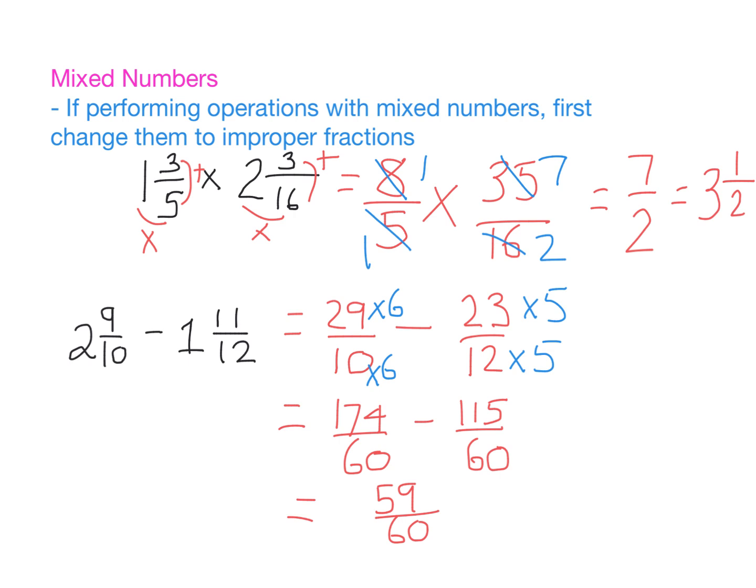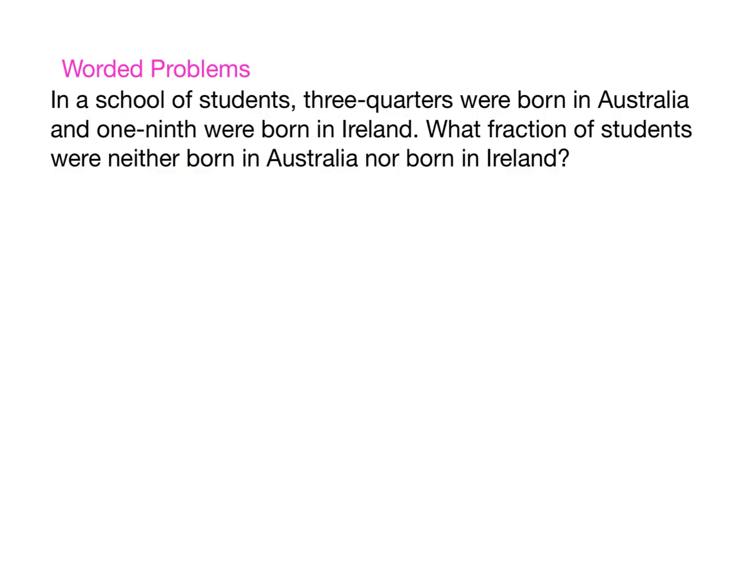All right, let's look now at a worded problem. So in a school of students, 3/4 born in Australia, 1/9 born in Ireland, what fraction of students were neither born in Australia nor born in Ireland? Well, let's figure out the fraction of students that were born in Australia or Ireland. So this is the fraction born in Australia, this is the fraction born in Ireland. Let's add them together and we'll find the fraction of students either born in Ireland or born in Australia.